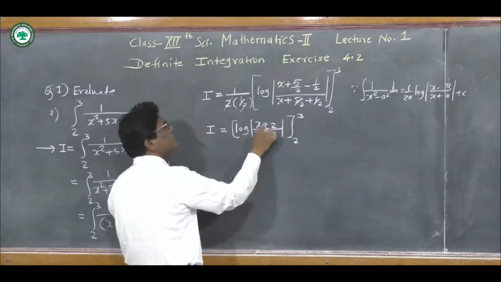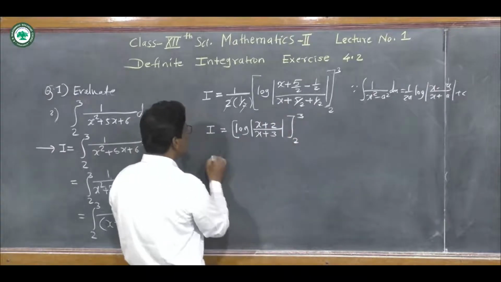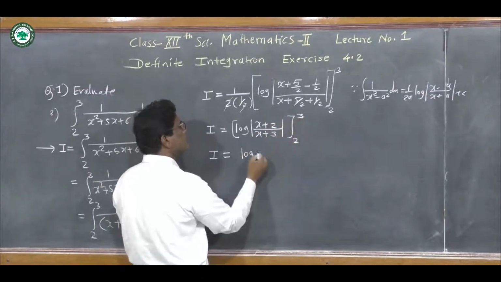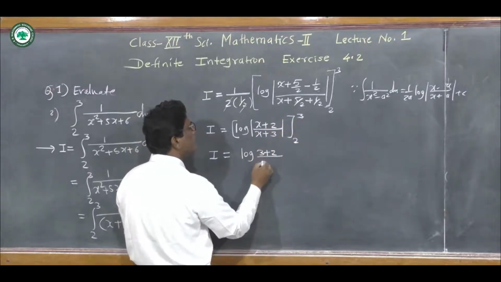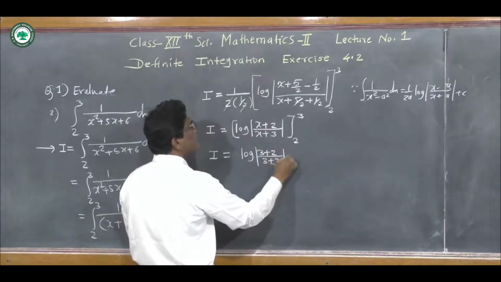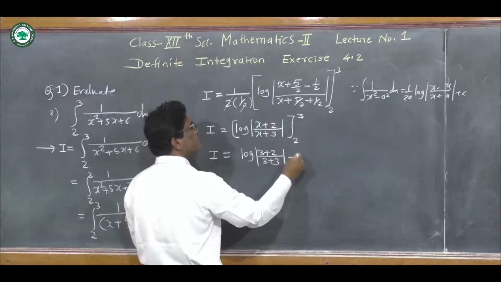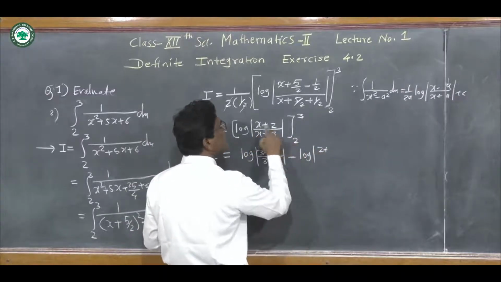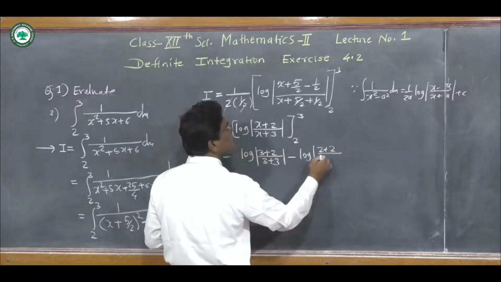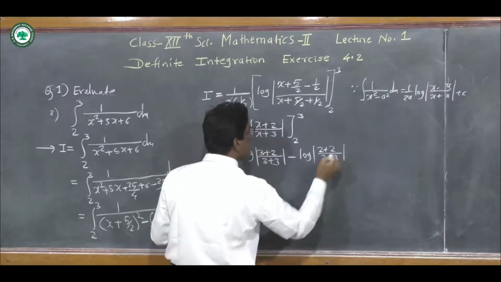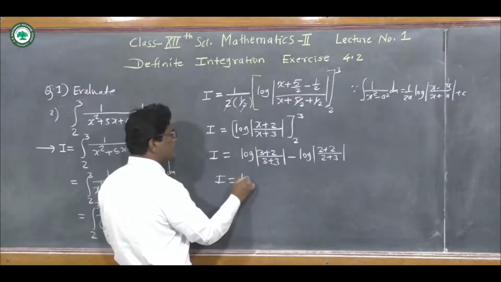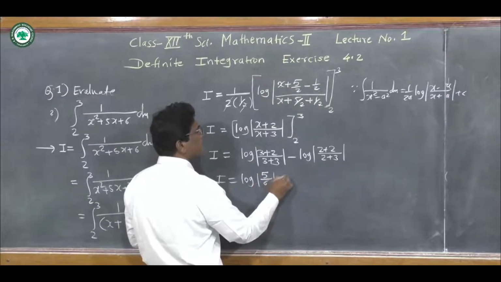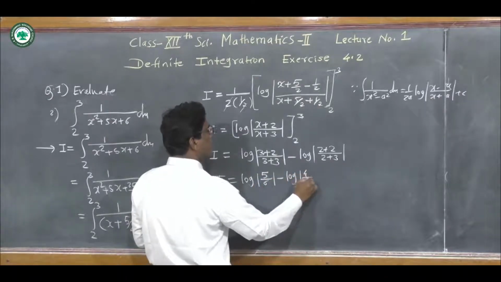Now put the value of x as 3 and then x as 2. So I is equal to here log of, in place of x we put 3. So 3 plus 2 divided by 3 plus 3, minus, now put the value of x as 2, minus here log of 2 plus 2, x is 2. So 2 plus 2 divided by 2 plus 3. And so I is equal to log of 3 plus 2, that is 5 upon 6, minus log of 4 upon 5.